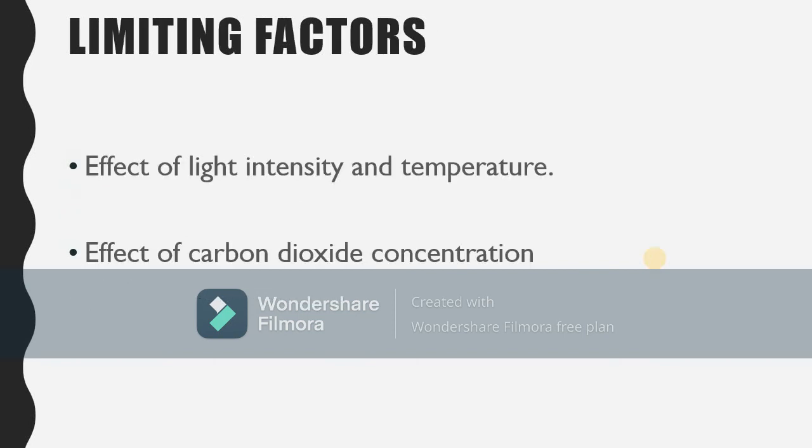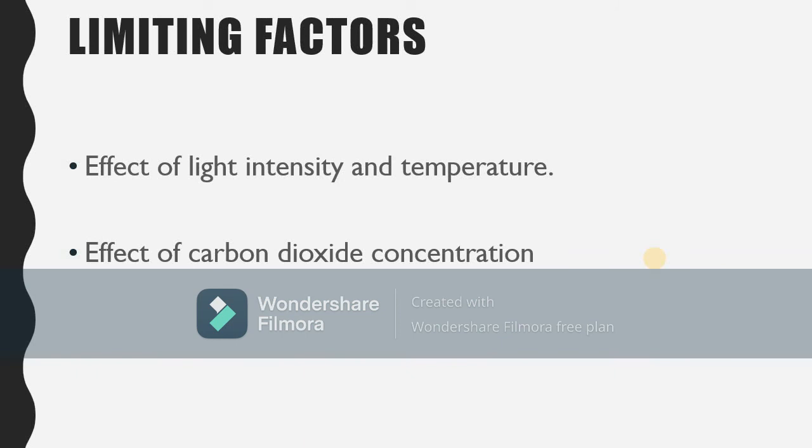Next thing is about the limiting factors in photosynthesis. Limiting factors are those factors whose absence or deficiency can affect the whole reaction. These are called the limiting factors. Light intensity and temperature act as limiting factors. Carbon dioxide concentration also acts as a limiting factor.